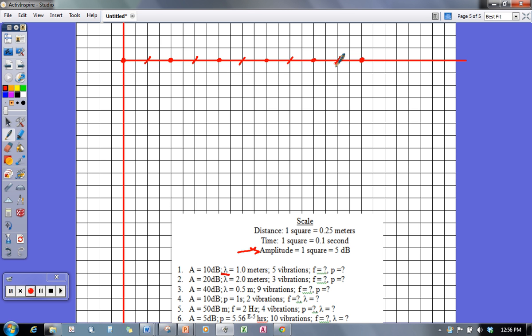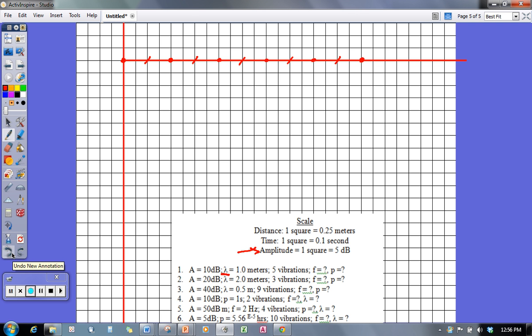Now, here's the thing. Let's say there's a different example. Let's say your wavelength is 3 squares. Where would you put your dash? 1.5. That's right. So it always goes in the middle. So it doesn't matter if it doesn't end up necessarily at a junction, at a cross between horizontal and vertical of your grid lines.